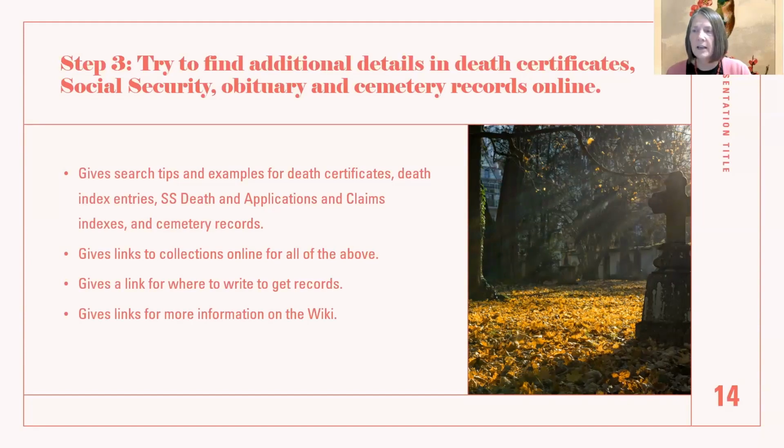This is for the 1910 and above, up to, of course, Social Security is for people who died after 1930, but try to find additional details in death certificates, Social Security if they died after 1930, obituary and cemetery records online. Okay, so this gives you search tips and examples of death certificates, death index entries, Social Security death and applications claims indexes, and cemetery records. It gives links to collections online for all of the above, links for where to write to get records, links for more information on the wiki. These are all specific to the state, okay? So all these things, except for the Social Security, will be specific to the state.